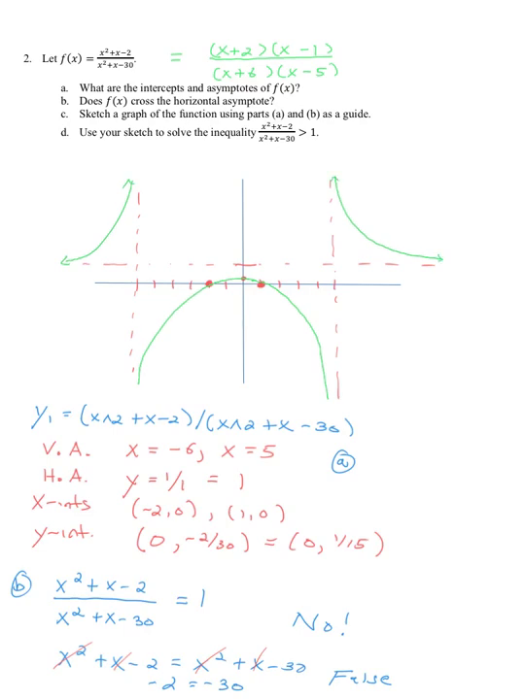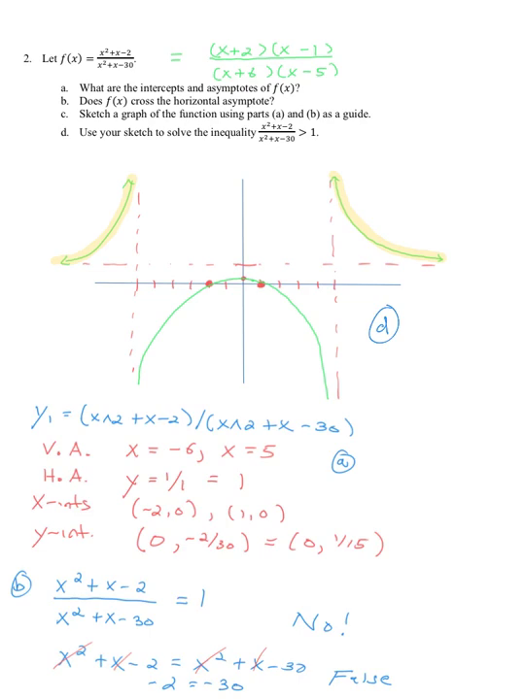The final question is, can we use this graph to solve an inequality? Where is this function greater than 1? Well, this is y is equal to 1, so it's this piece and this piece where the graph is greater than 1. I'm going to highlight that. So that is this portion of the graph and this portion of the graph. So the ultimate final answer to this question for part D is those two pieces of the graph.